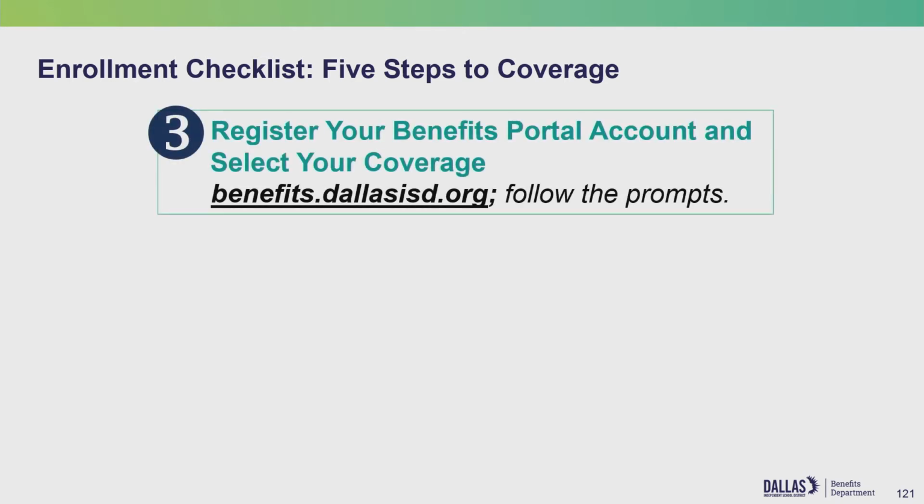Thirdly, register inside the benefits portal. All the registration is electronic and done online. So you'll go in and you'll select your coverage at benefits.dallasisd.org. You'll set up a username and password, and once you've registered, follow the prompts to continue your benefit enrollment.